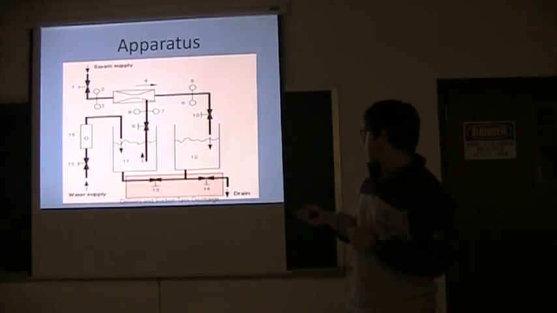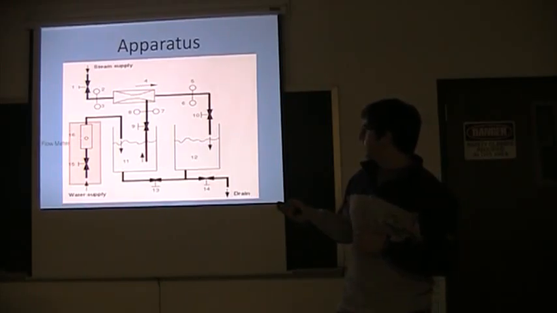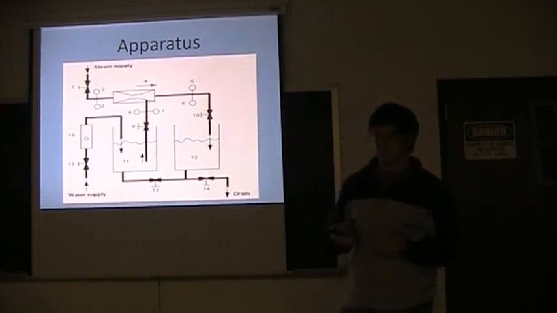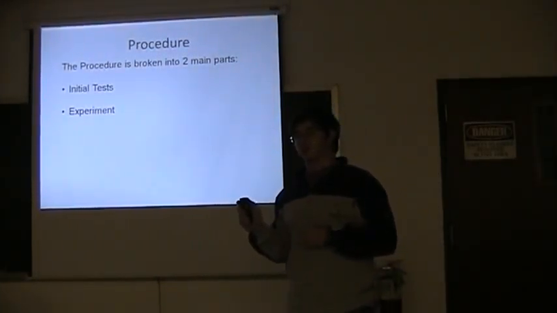This is the delivery and suction tank discharge, so these are the valves where it will exit. And this is the flow meter and the water supply going into the suction tank. So the procedure is broken into two main parts, the initial test and the experiment.